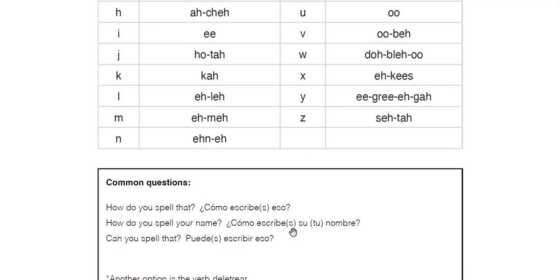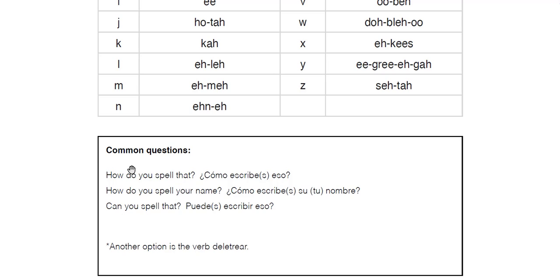So those letters are commonly used in conjunction with questions like these. How do you spell that? ¿Cómo escribe eso? Or ¿Cómo escribes eso? Another one, how do you spell your name? ¿Cómo escribe su nombre? Or ¿Cómo escribes tu nombre?